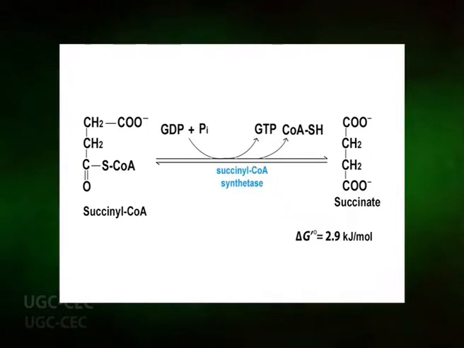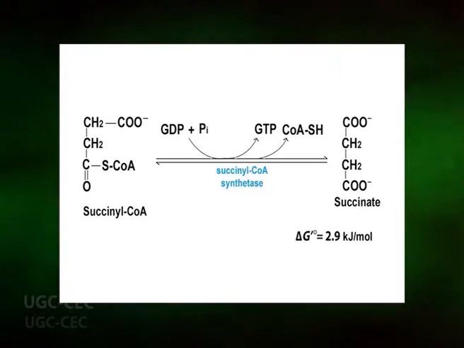Delta G is equal to minus 36 kilojoules per mole. Energy released during the breakage of this bond is used to drive the synthesis of a phosphoanhydride bond in either GTP in animals or ATP in plants, and succinate is formed in the process. As this ATP formation is directly linked with the substrate conversion, it is referred to as substrate level phosphorylation.